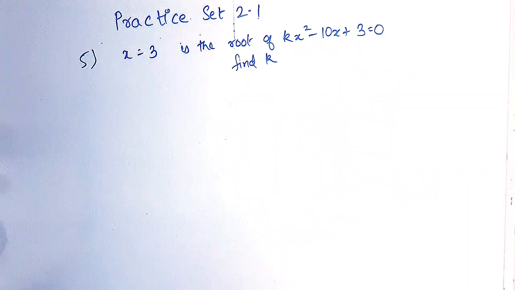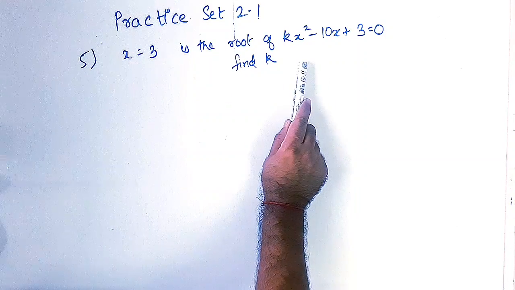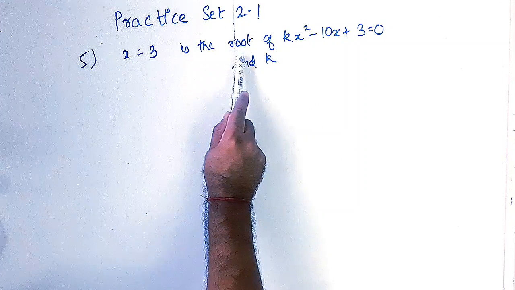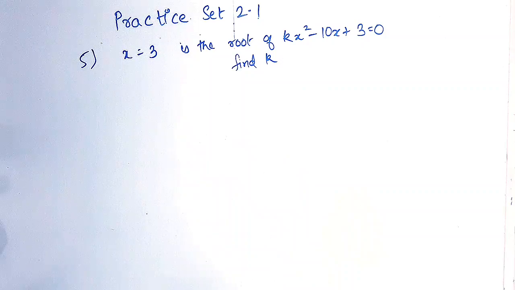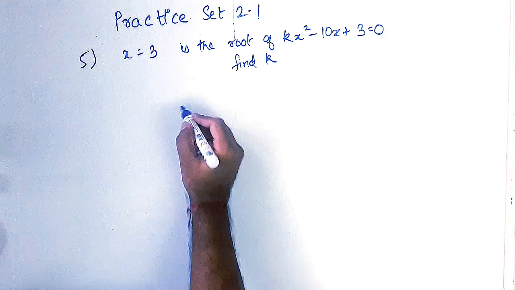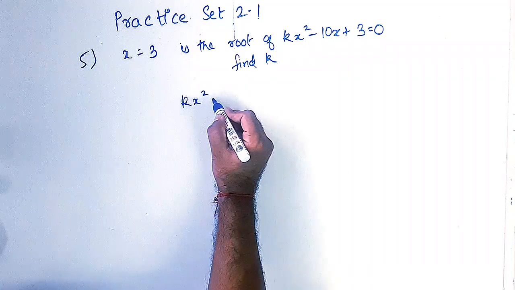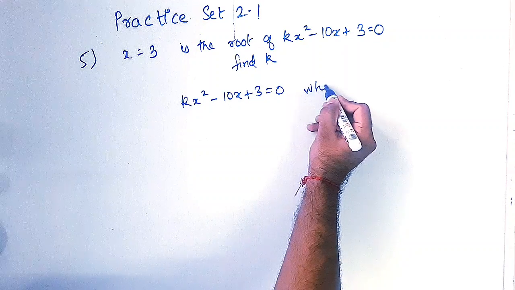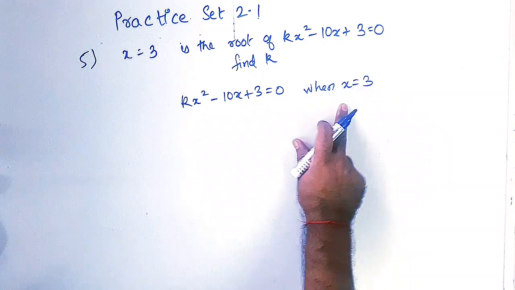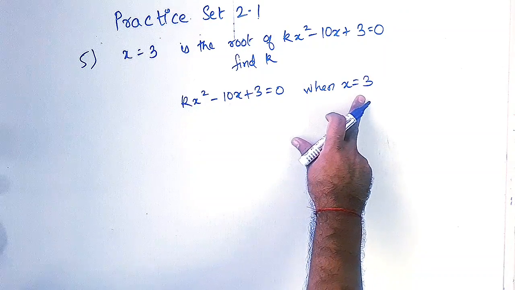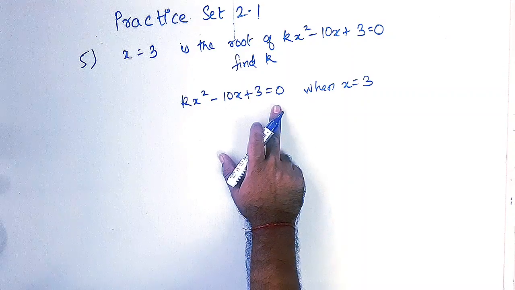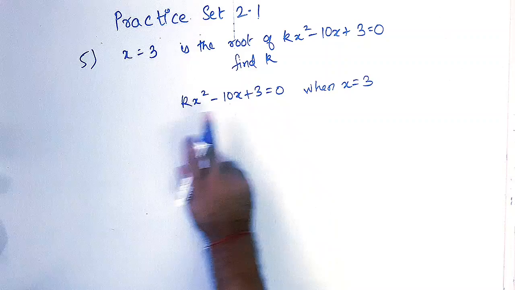Then coming on to sum number 5, where the value of x is given and you are asked to find k, and it is given that x equals to 3 is the root of the equation. Root of the equation simply means that kx square minus 10x plus 3 equals to 0 when x is equal to 3. Because x equals to 3 is the root of the equation, RHS will be 0, as we did in the fourth one. So we have to find k.